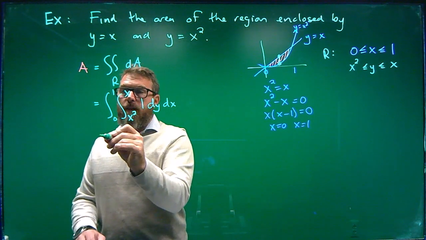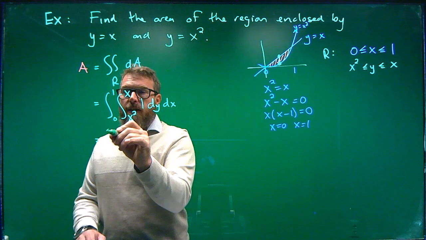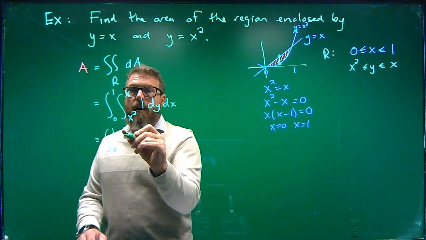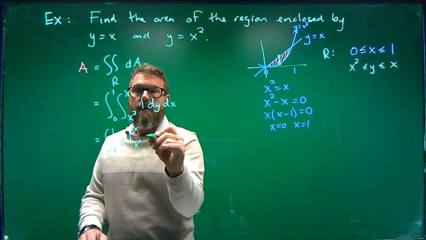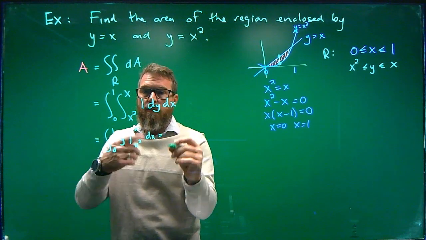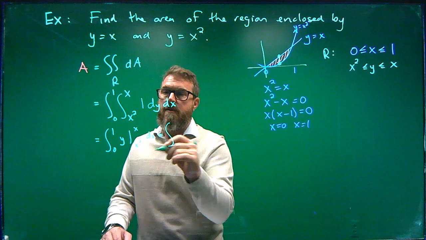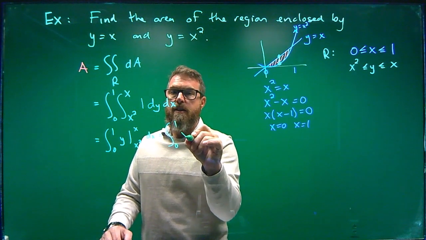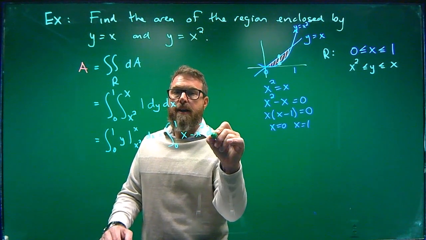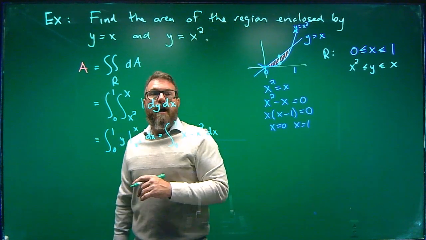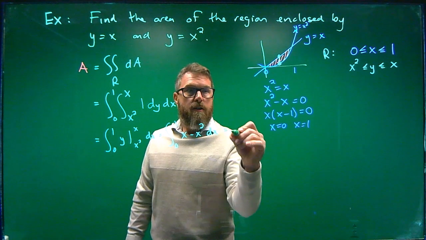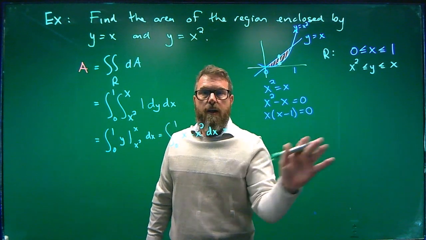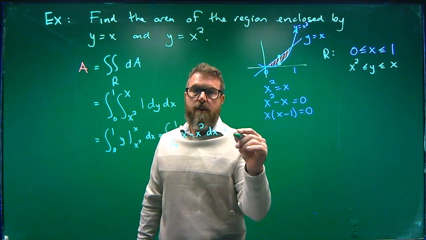So this is going to be equal to the integral from 0 to 1 of y evaluated from the lower to the upper, dx. So we'll evaluate this at top minus bottom. So this is 0 to 1, this is x minus x squared dx. Now we can integrate this with respect to x next. So I'm going to erase this slightly so I have some room. I want to do it in the other direction, and I want to see it all together.